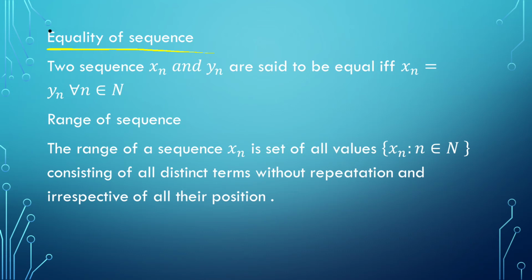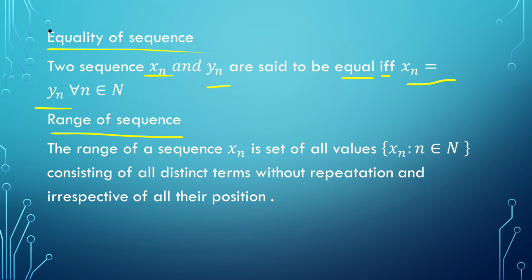Okay, equality of sequences. When do we say that a sequence is equal to another? Two sequences xn and yn are said to be equal if and only if xn is equal to yn for every n. So if you find those sequences as equal, that's the only time we'll say that the two sequences are equal.